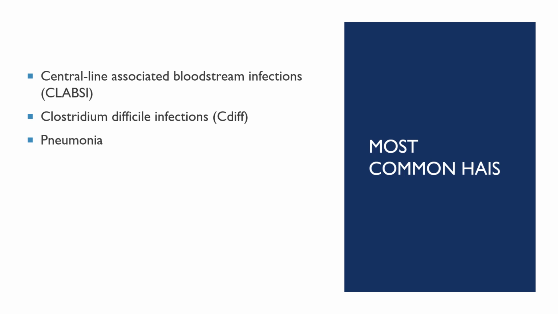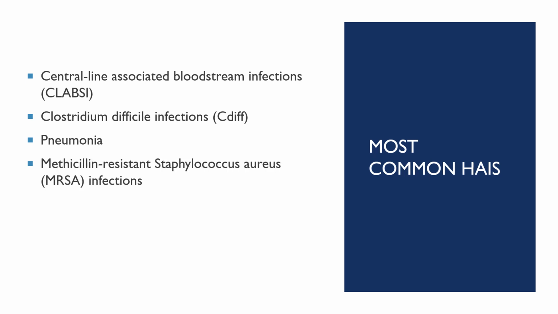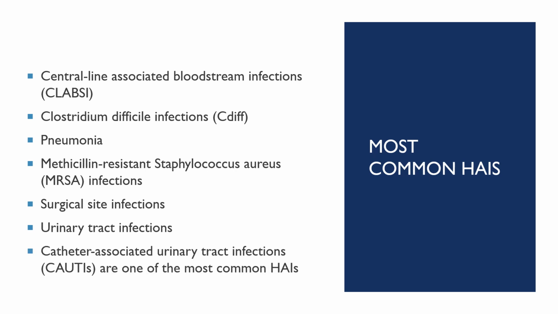Pneumonia: post-surgical patients, elderly clients, and patients who are just laying in bed, not doing deep breathing or good cough exercises can develop pneumonia. MRSA infections, surgical site infections, urinary tract infections, especially when they get Foley catheters when they do not need them. Catheter-associated urinary tract infections are one of the most common hospital-acquired infections.